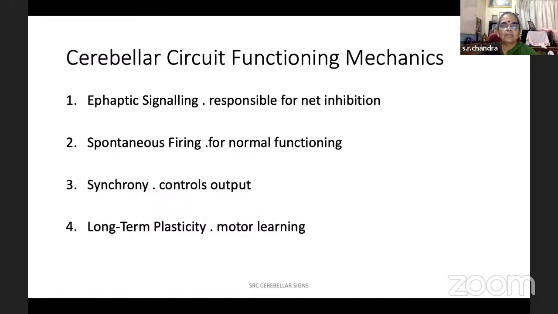And what is the electrical activity in the cerebellum? Synaptic signaling. Ultimately the cerebellar output is inhibition. So that net output is inhibition, and that is by conduction by contiguity. That is synaptic signaling. Spontaneous firing in response to information received, and synchronization of all this information, and that leads to motor learning by LTP.